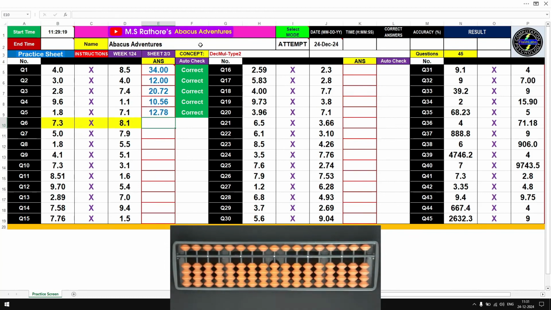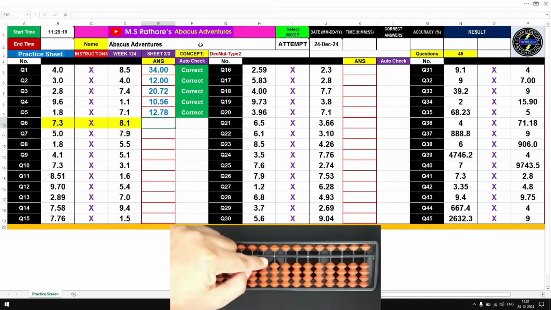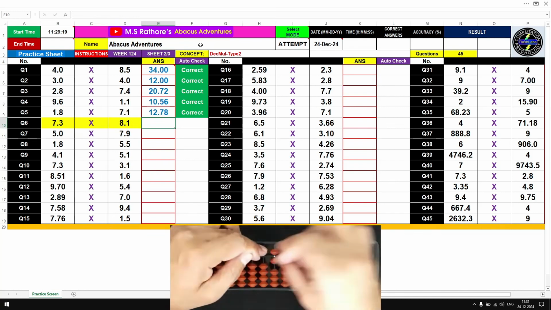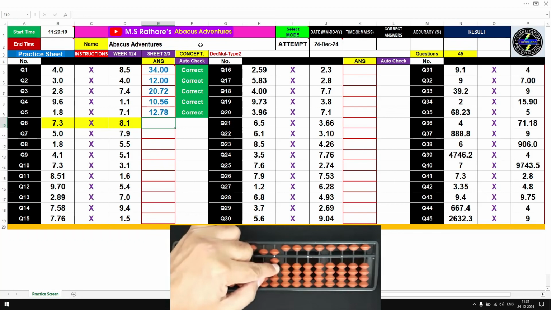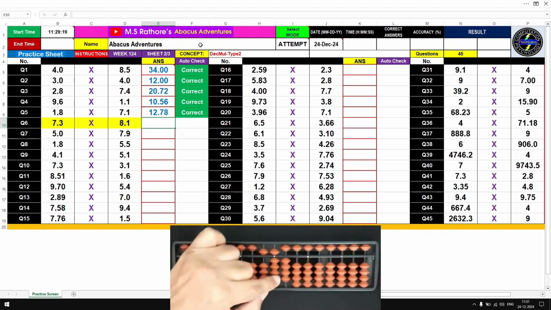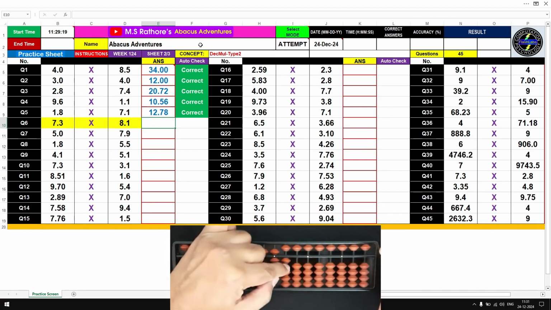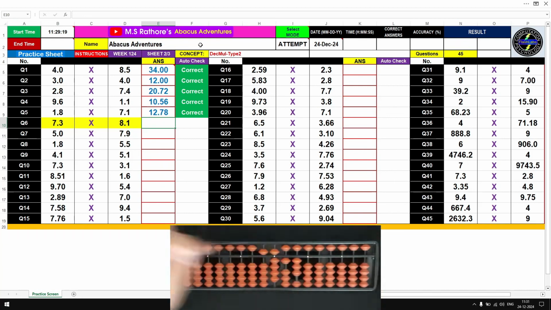Question number 6, 7.3 multiplied by 8.1. Let's begin from rod number 2. 8 7s are 56, shifted, 8 3s are 24. Round 2. 1 7s are 0 7, shifted, 1 3s are 0 3, and the answer is 59.13.